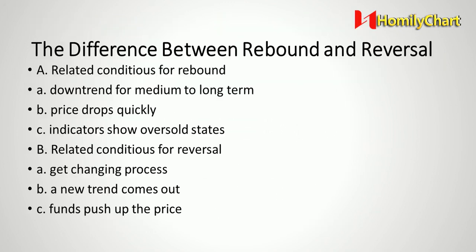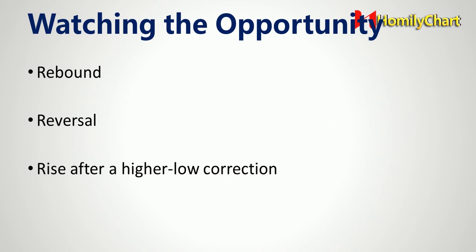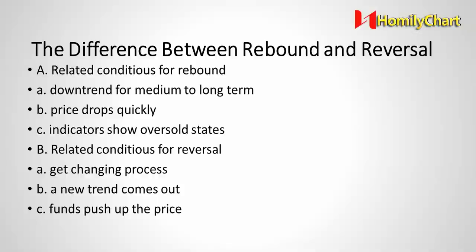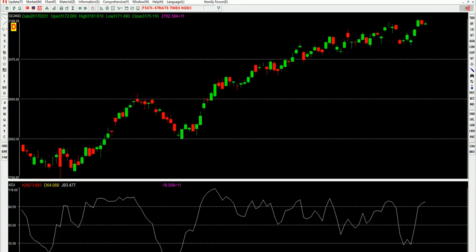The next one, we learned the rebound, reversal, and rise after higher low correction. So how to judge the rebound or reversal? If you see the price down, it's in the downtrend for medium term to long term, or price drops quickly, indicators show oversold states. This is the rebound. But if you see the gap changing process, a new trend comes out, funds push up the price, this is the reversal. Okay?